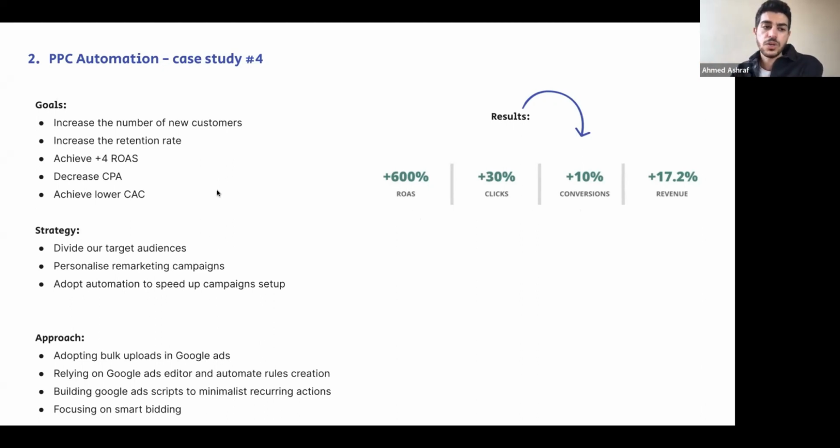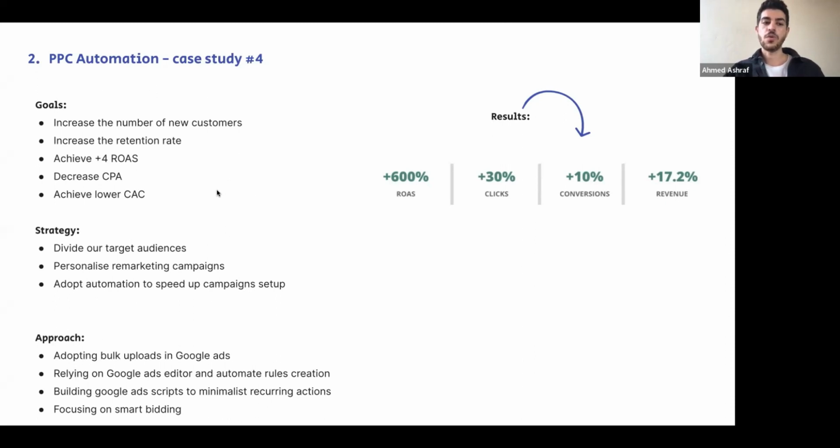The strategy was dividing our target audience based on gender and behavior, as the product was mainly designed for luxury shoppers, personalizing remarketing campaigns based on audience behavior, and adopting automation to speed up the campaign setup. The main challenge here was speed, as we were in the middle of the season and we needed to hurry up with setting up the campaigns.